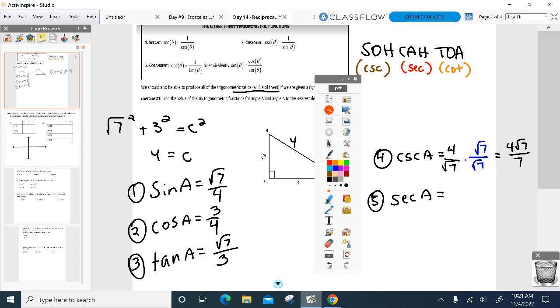What's secant related to? Cosine. So take your cosine value and flip it. What was our cosine value? 3 over 4. So it's 4 over 3. Yeah, that's it.